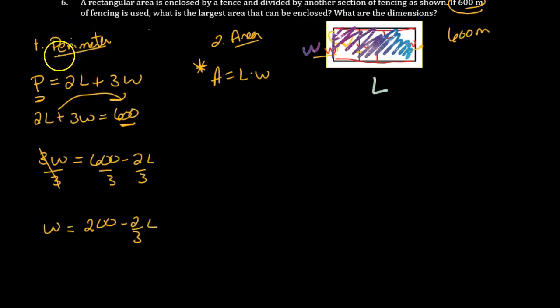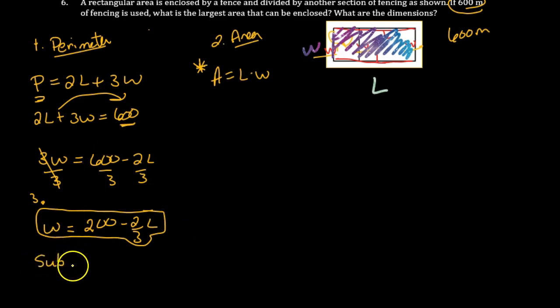So let's keep score of the equations. We have 1, 2, and this is our third equation. And we're going to substitute equation 3 into equation 2. Alright, so what does that look like?